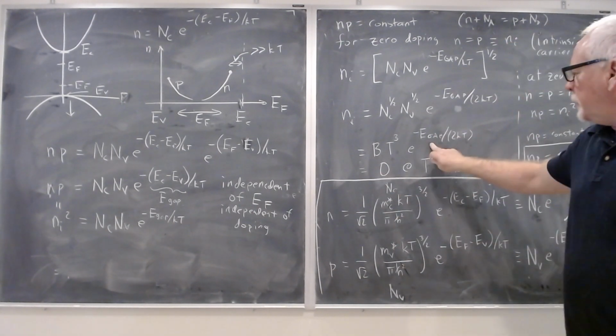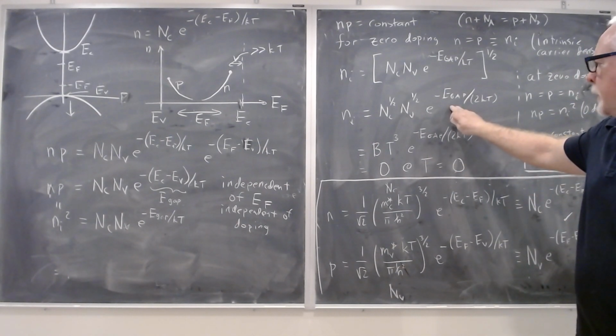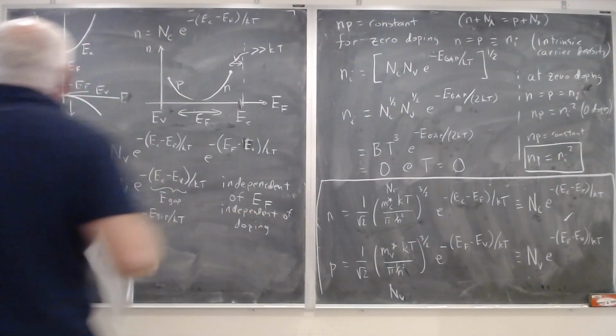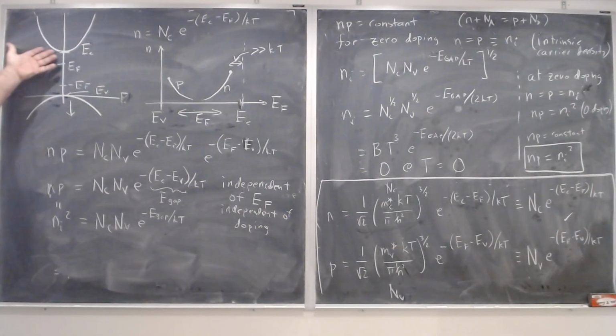The other thing to see here is that Ni goes down as the band gap goes up, because then this is e to the minus a bigger thing. And again, that makes perfect sense, because if the band gap gets larger, it takes more thermal energy to get an electron from the valence band to the conduction band. Okay, very good. So that ends this lecture. Thank you.